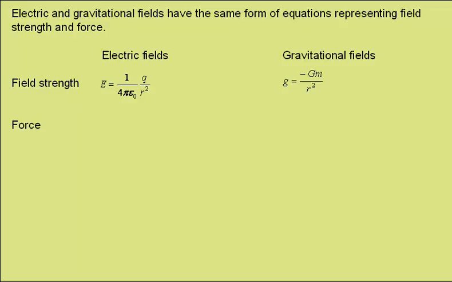The force for an electric field is given by 1 over 4 pi epsilon naught multiplied by the product of the two charges, Q1 times Q2, over their separation R squared. And for a gravitational field, the force is given by minus the gravitational constant multiplied by the product of the two masses, m1 times m2, again over their separation R squared. So here, both terms are equal to a constant, in this case 1 over 4 pi epsilon naught, in this case G, multiplied by the product of the two properties involved, charge or mass, and divided by the separation squared.